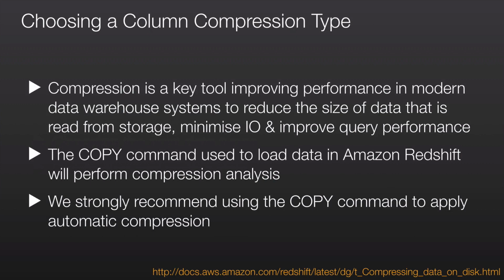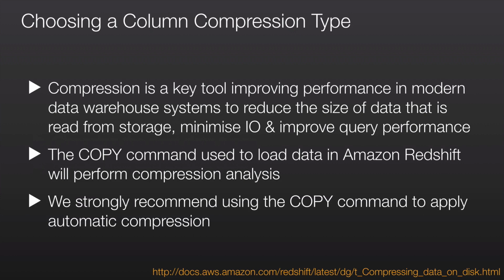And the first important performance optimization is compression. This is a column level operation that reduces the size of data when it's stored. Because it reduces the size of data when it's stored, it has 2 effects. Firstly, it conserves storage space. And secondly, it reduces the size of data that is read from storage. And this can dramatically reduce the amount of disk I/O and therefore can dramatically improve query performance.